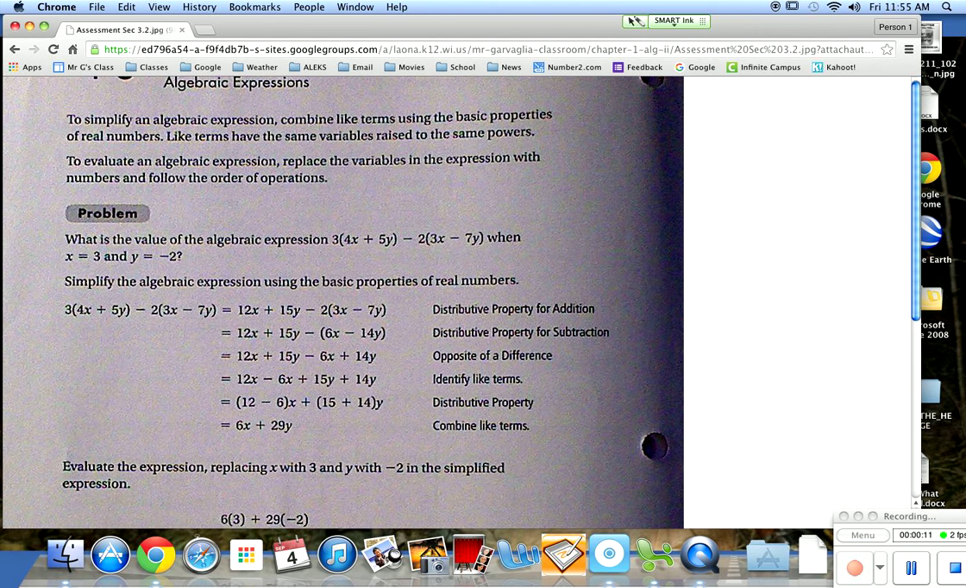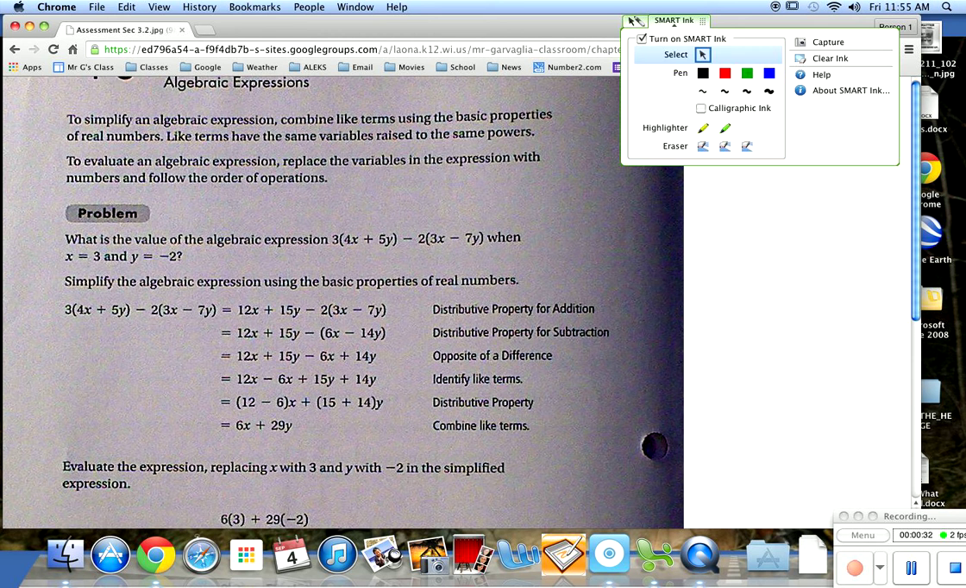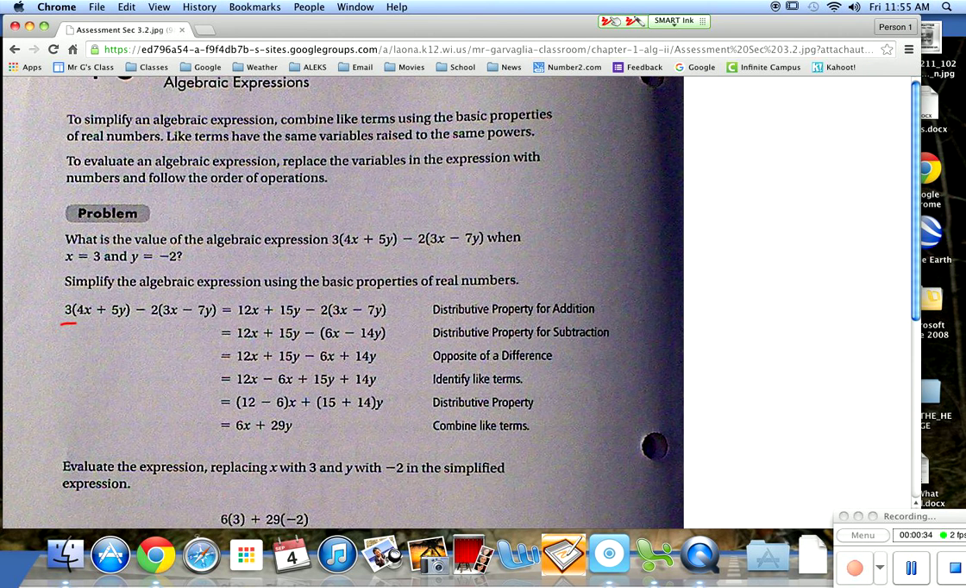All right, how do we simplify an algebraic expression? What do we do with an algebraic expression to simplify it? We look for like terms. If you look at this algebraic expression here, we look for like terms. We got x's, and we got whole numbers, and we got y's.